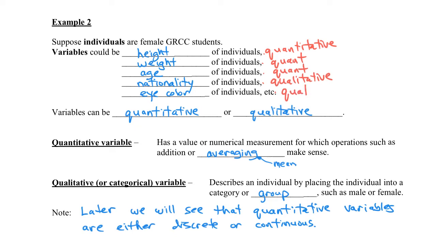Okay, so those are individuals. Those are the things that we're measuring, or the variables are the things that we're measuring from the individuals, and they can be quantitative or qualitative. Remember the other word for qualitative? Categorical, right? Our book uses qualitative. Many books use categorical. They mean the same.